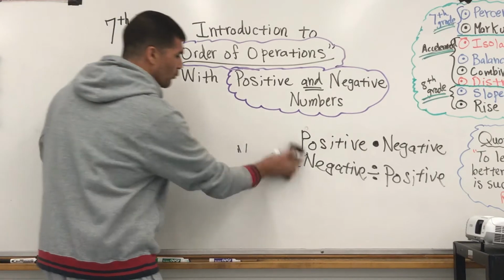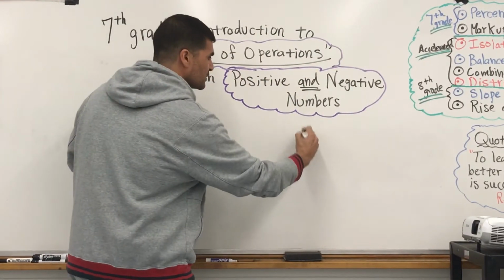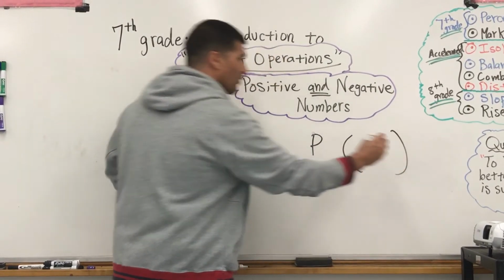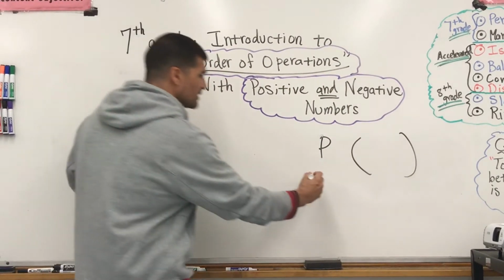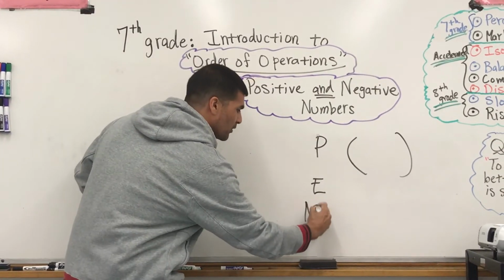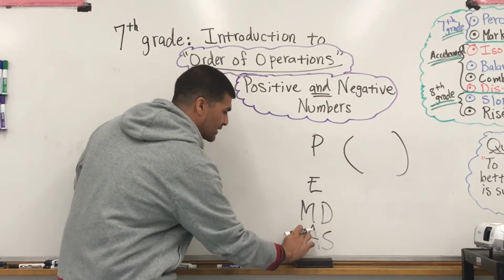Well, if we know that rule, let's get into the order of operations. The order of operations says that we're going to use P, which stands for parentheses. We should all know what that symbol looks like. E stands for exponents. Then we have multiplication and division, and then adding and subtracting.